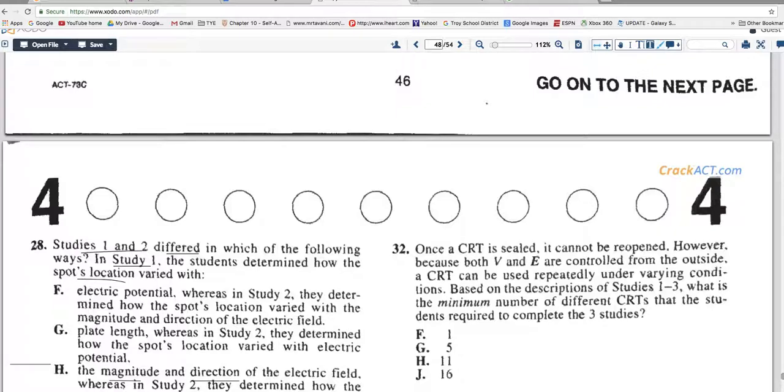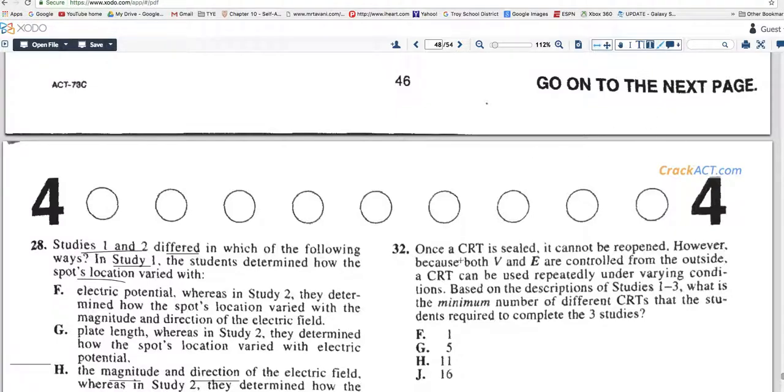Okay. You're on the right track. Does anyone else have a better explanation to that? Okay, let's read the question again. Once a CRT is sealed, it cannot be reopened. However, because both V and E are controlled from the outside, a CRT can be used repeatedly. So for V and E, we can use the CRT repeatedly under varying conditions. Based on the description of studies 1 to 3, what is the minimum number of different CRTs that the students required to complete the 3 studies?